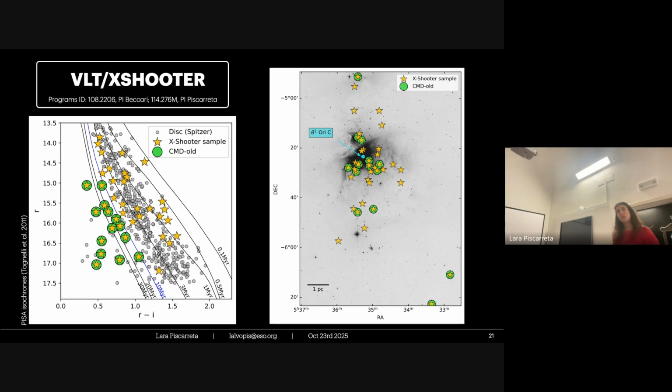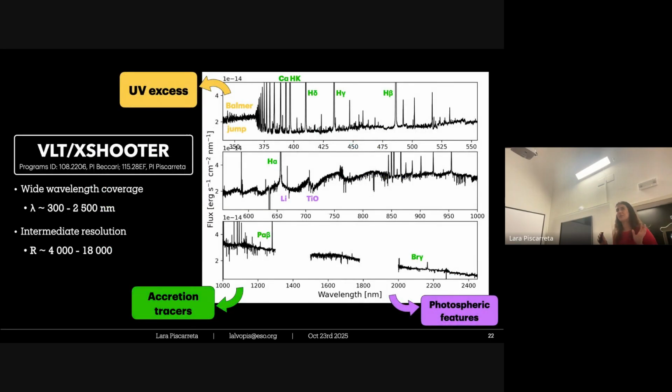So why X-shooter? X-shooter is great, and this is a bit of a plug for X-shooter. It covers a wide wavelength range at intermediate resolution, which is great for our science. So it goes from the UVB all the way down to the near infrared.